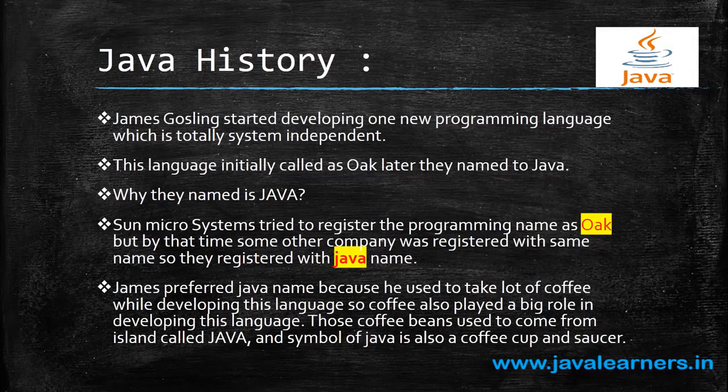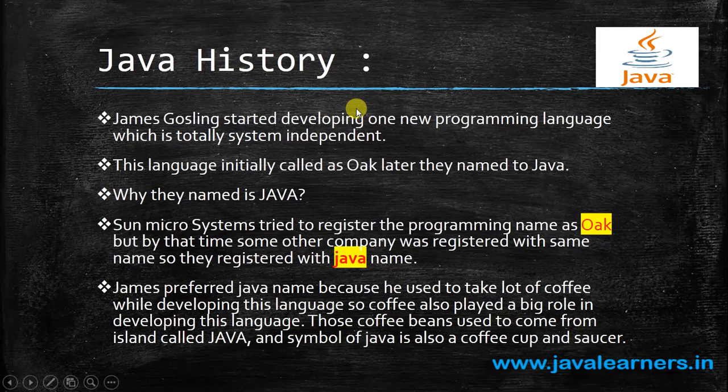James Gosling started developing one new programming language which is totally system independent, so he could connect with different computers. System dependent programming languages are not able to connect, so we want to develop one system independent language. This language was initially called OAC, later they named it Java.